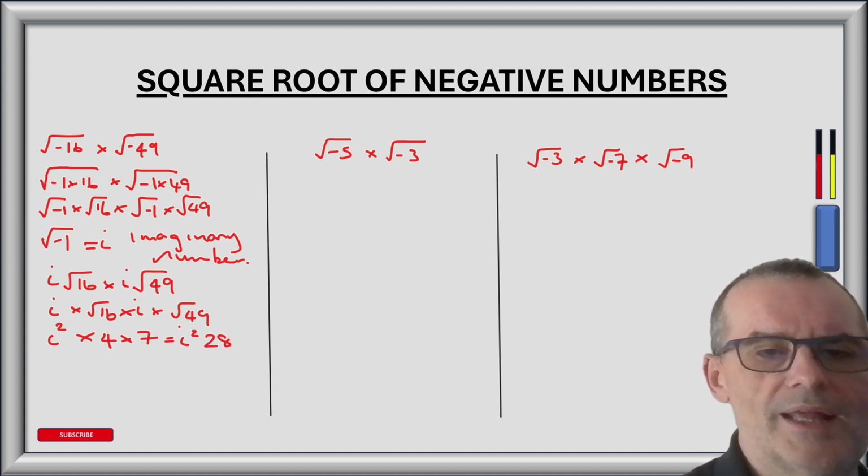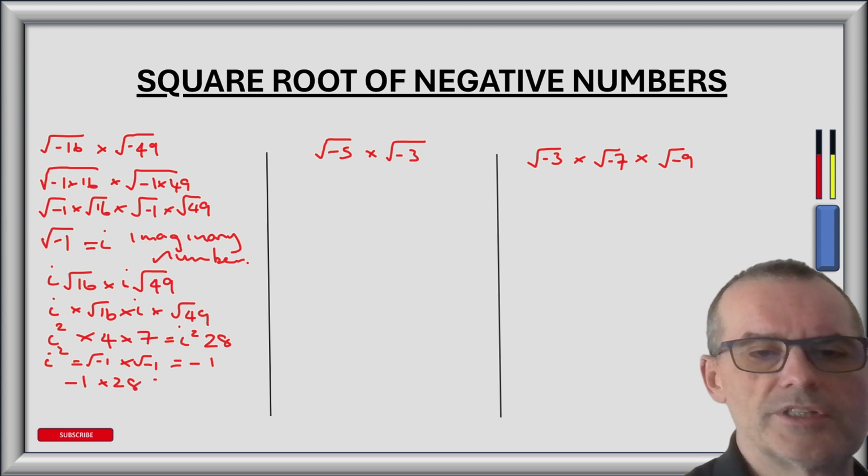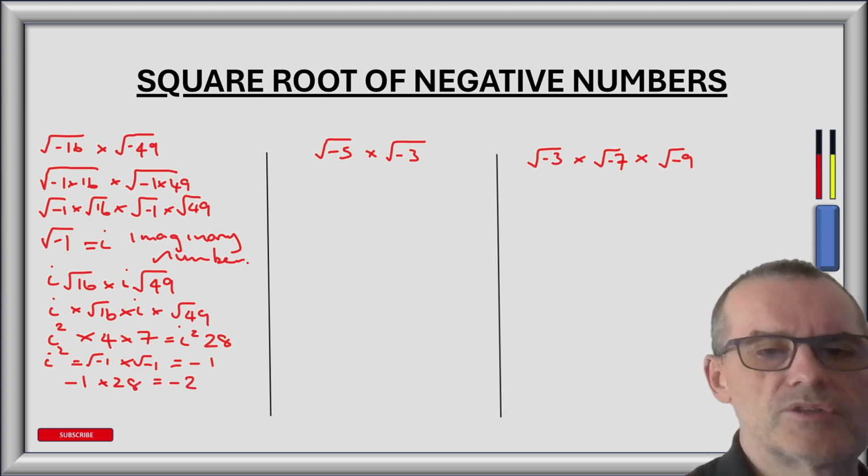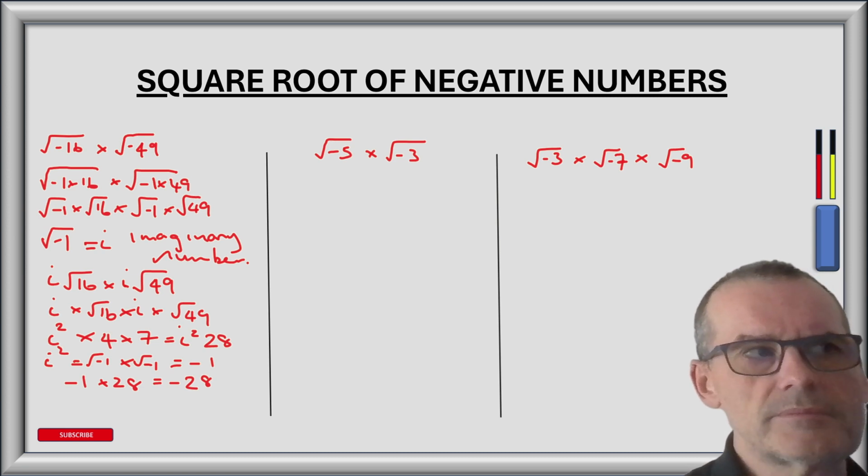Now i squared is the square root of minus 1 times the square root of minus 1, which is equal to minus 1. So we now have minus 1 times 28, which is equal to minus 28. So that's our answer in this case.